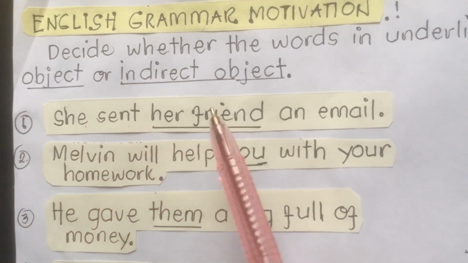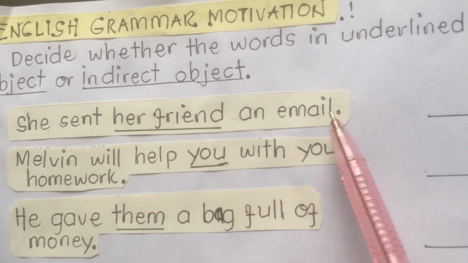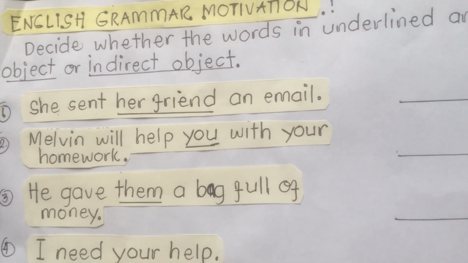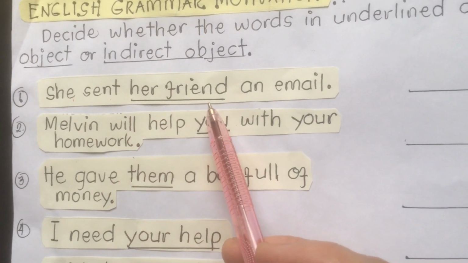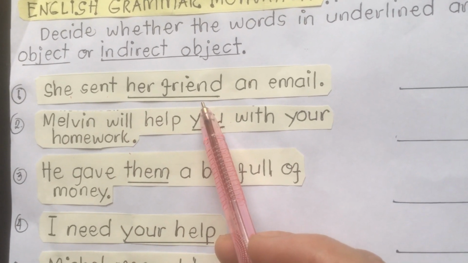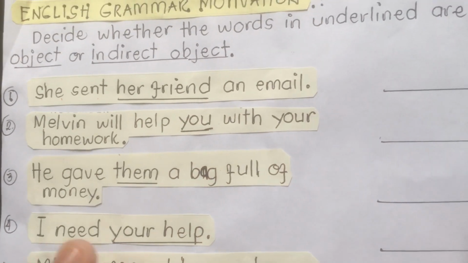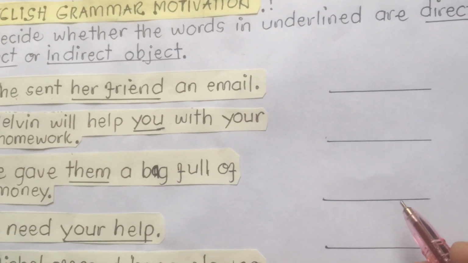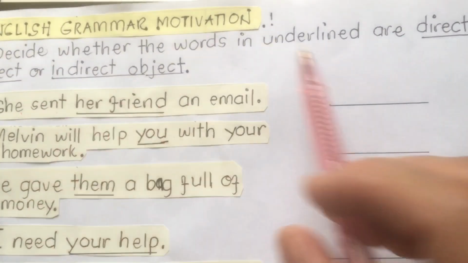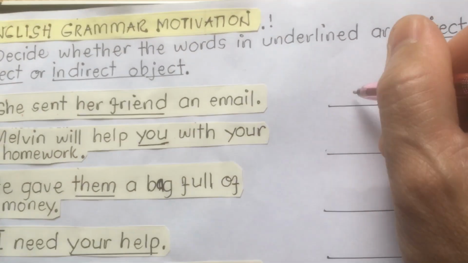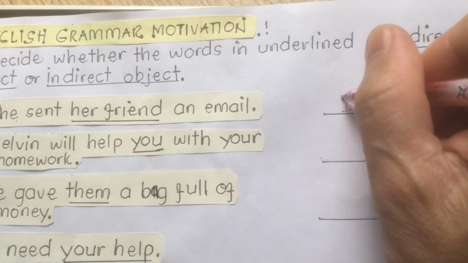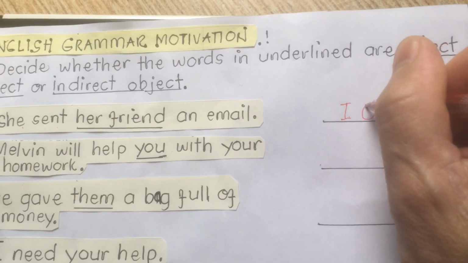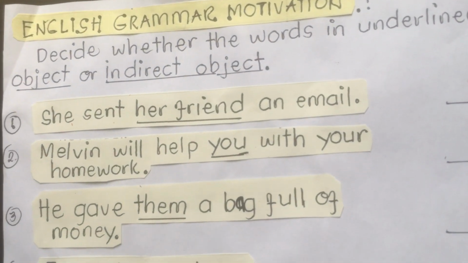She sent her friend an email. The underlined words here are "her friend". Is that an indirect object or a direct object? So we're going to write here, guys. Instead of writing the whole phrase indirect object, we can write IO, which means indirect object.